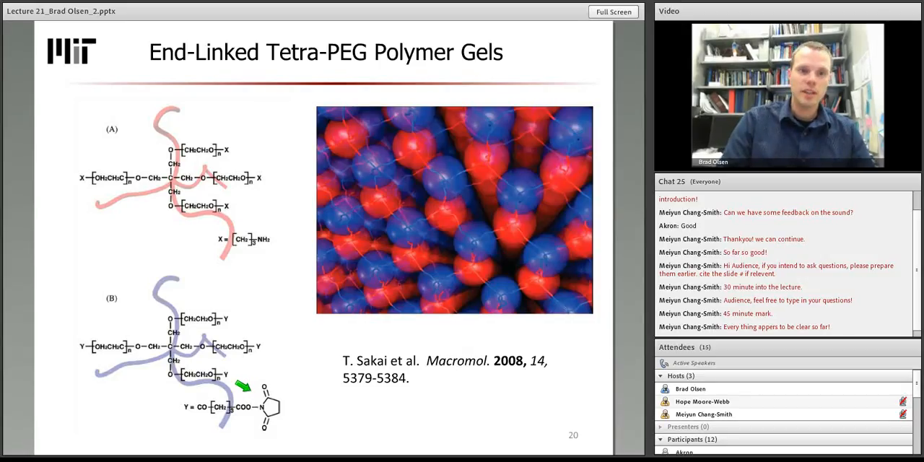So they create materials where they eliminate coupling of two of these arms together to form a loop joined to the same network junction. And they can really only form bridges between two different network junctions. So this sort of end-linked Tetra-PEG polymer gel gives them a way to get closer to an ideal polymer gel than you can with many systems. And this getting closer to ideal polymer gels has been shown to improve things like the strain and stress at fracture in hydrogel materials.